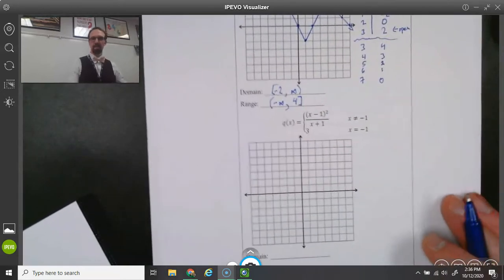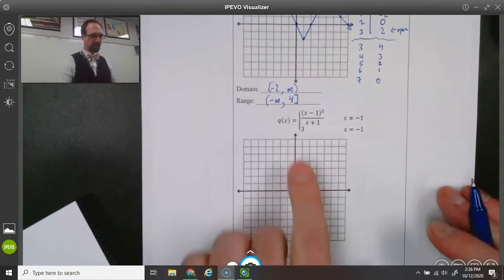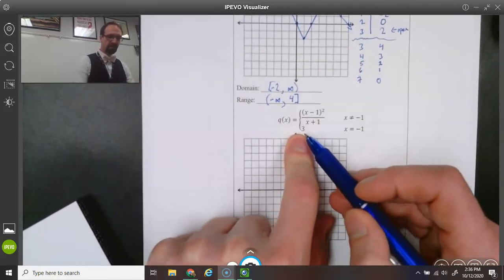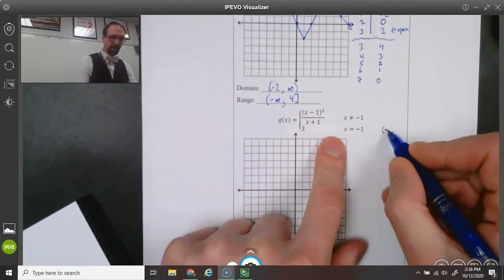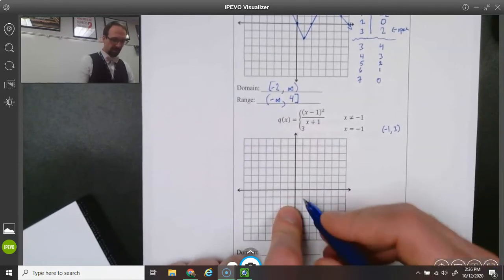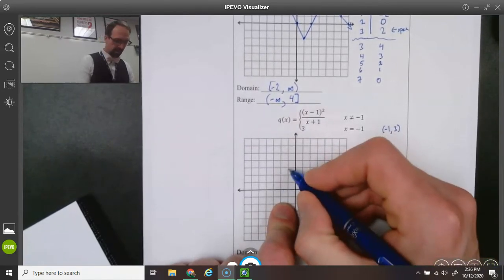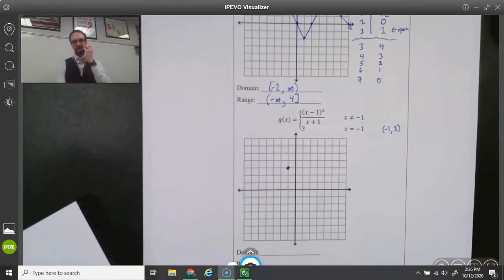Now for this example down here, it's really interesting. A lot of students get this part confused. This is when you have 3 and it only exists at 1. This is the point (-1, 3), and that's it. (-1, 3) is right here. That's that point. A lot of students really confuse that, so I wanted to bring that to your attention.